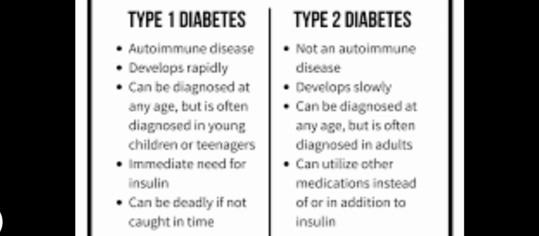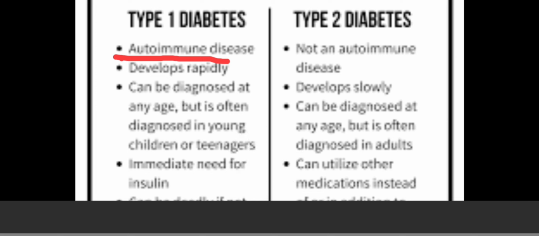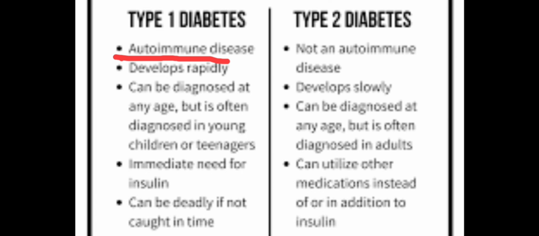So going to the differentiating points between type 1 and type 2 diabetes mellitus, you can see over here, type 1 diabetes mellitus is an autoimmune disease. It develops due to an autoimmune condition, and type 2 is not an autoimmune disease. So therefore type 1 diabetes is also called autoimmune diabetes.